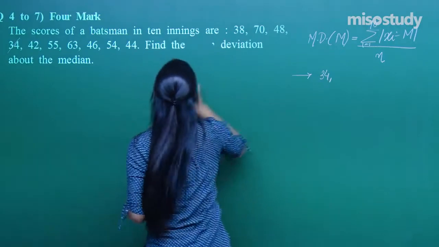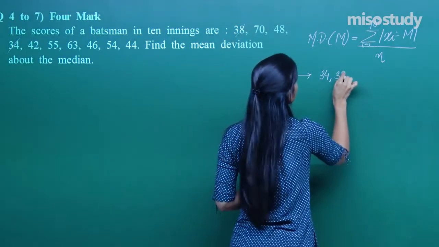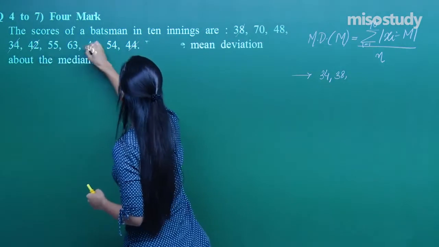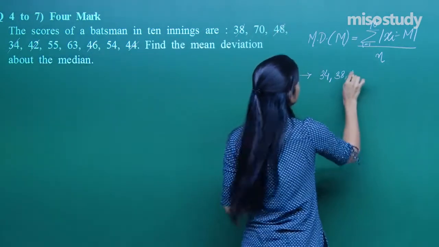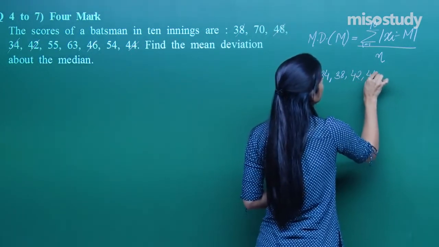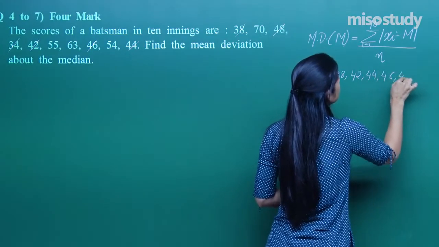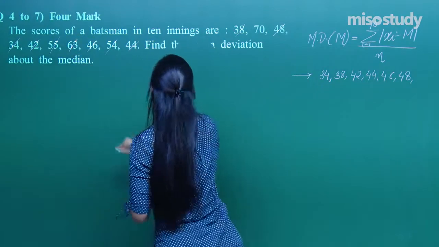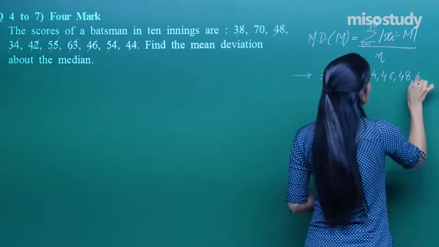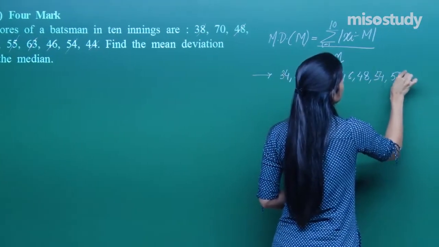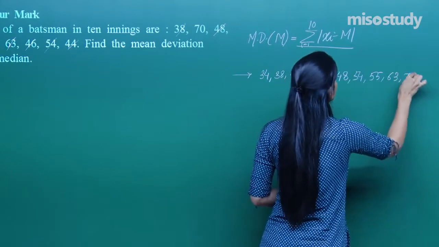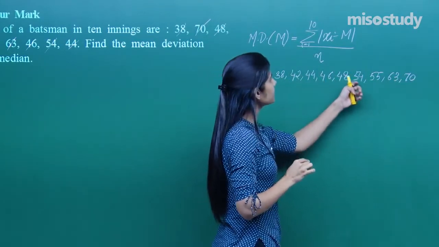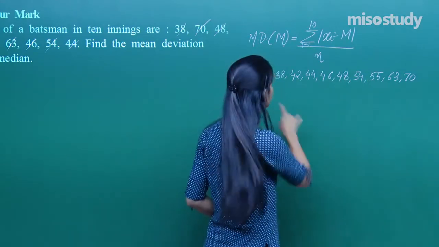After 34, you have 38. After 38, you have 42, 44, 46, 48, and then you have 54, 55, 63 and then 70. That is 10 observations covered in ascending form.